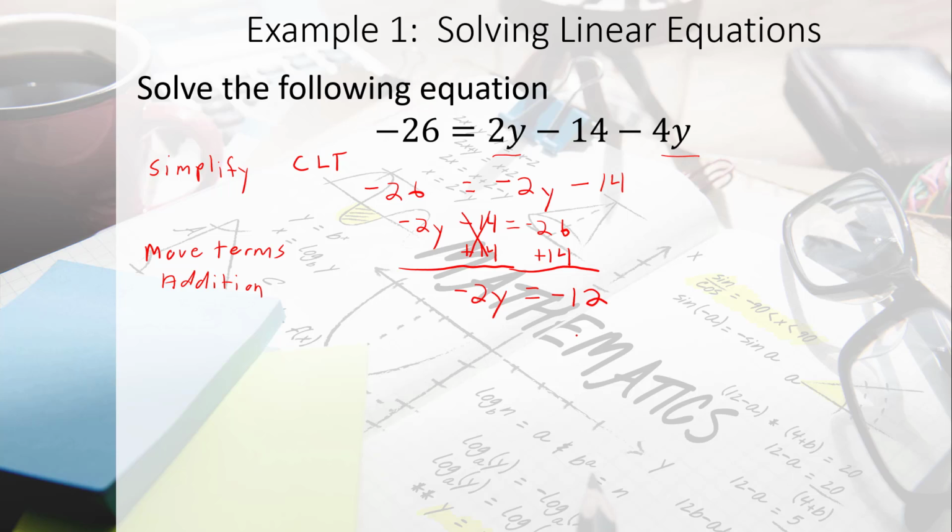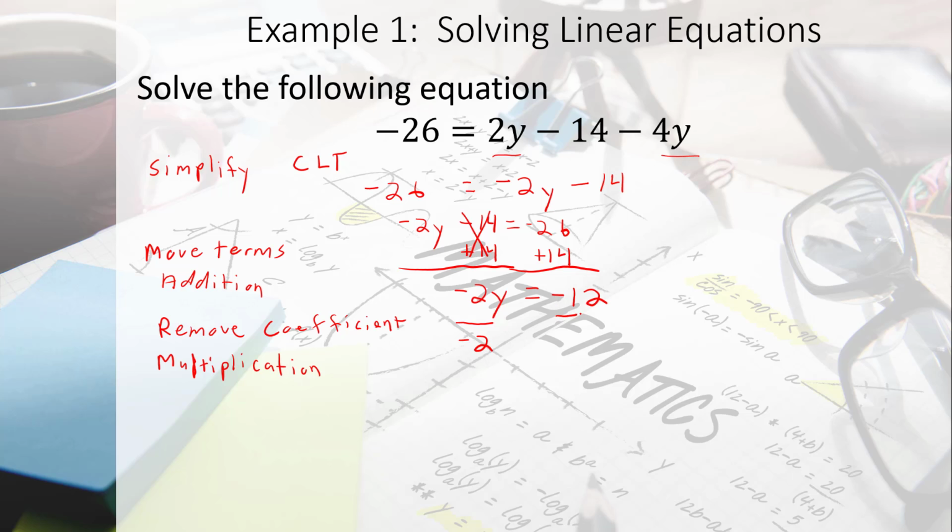Okay. So now look what we have. We have y multiplied by some coefficient is equal to negative 12. So now we want to remove the coefficient, and that means using the multiplication property of equality. To get rid of that coefficient, we need to divide by negative 2, because negative 2 divided by negative 2 is equal to 1.